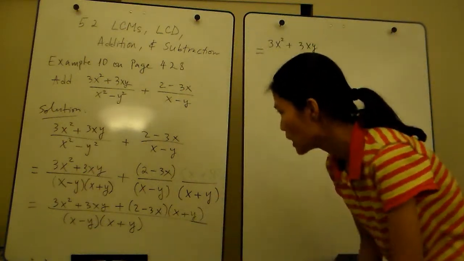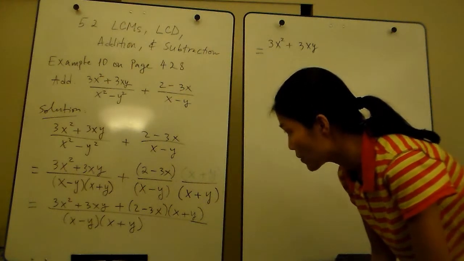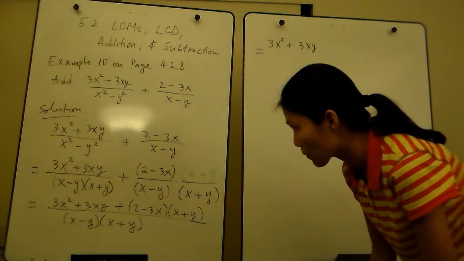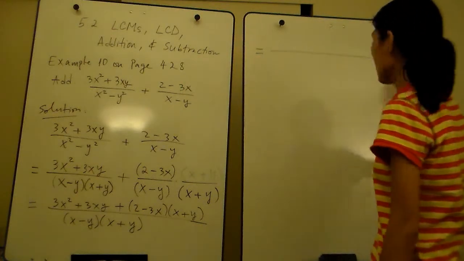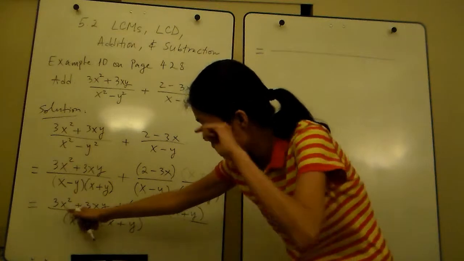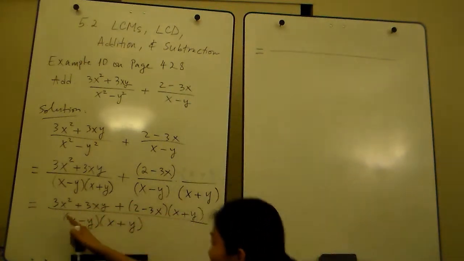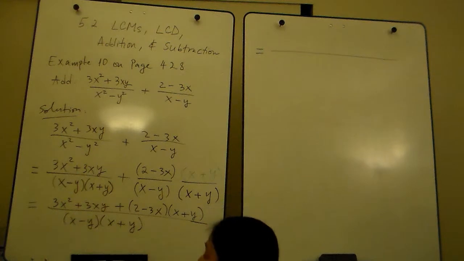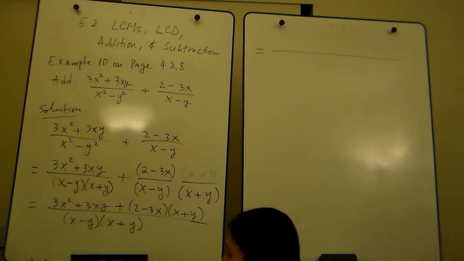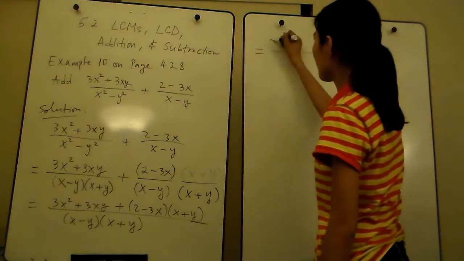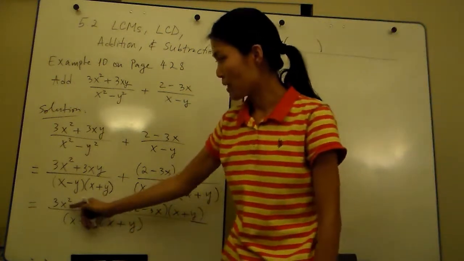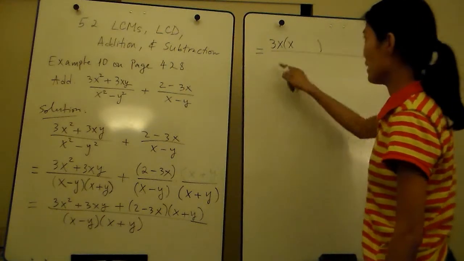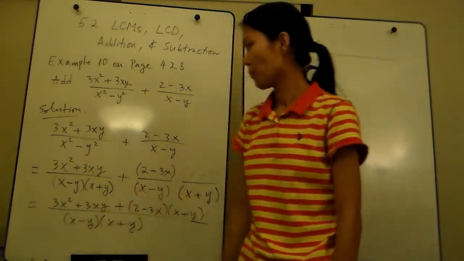For this, let's see if I can do something. Now, before I rewrite this, I noticed something. If you factor out 3x here, 3 is a common factor to these two terms, and x is also a common factor to these two terms. Looks like I can factor 3x out. If I factor 3x out, this term will become x, right? 3x times x is 3x squared.